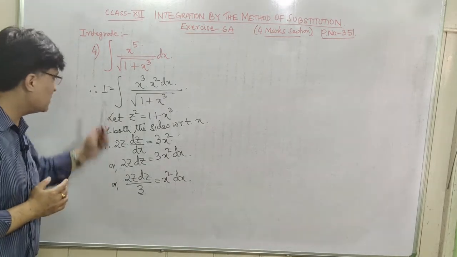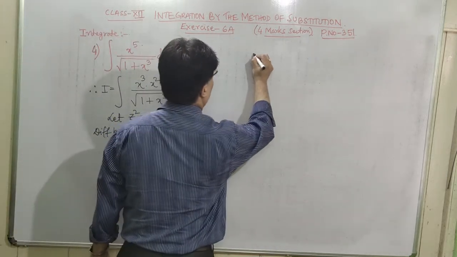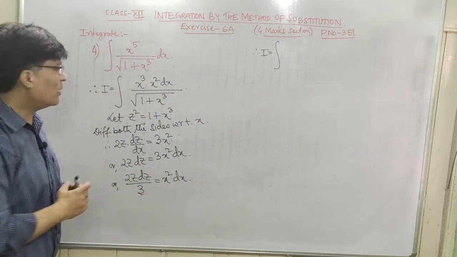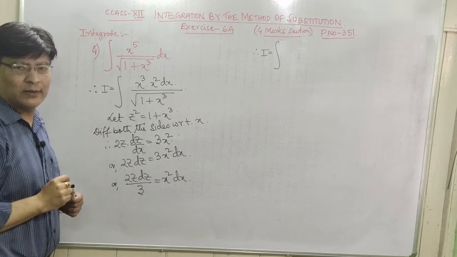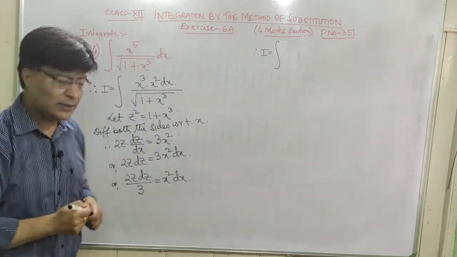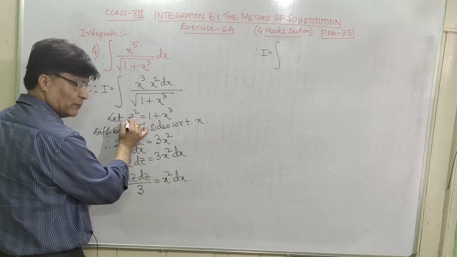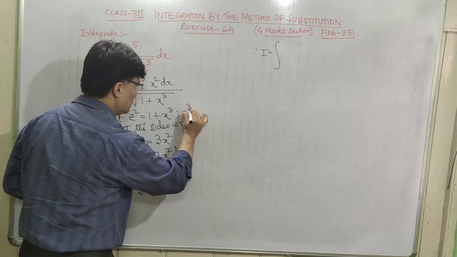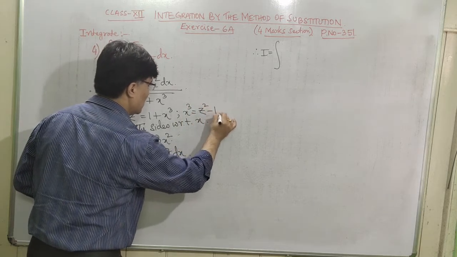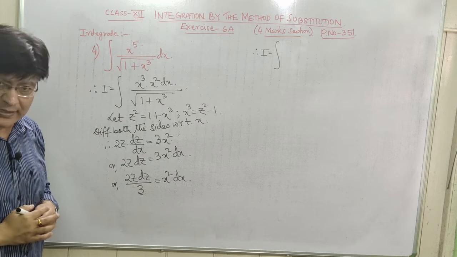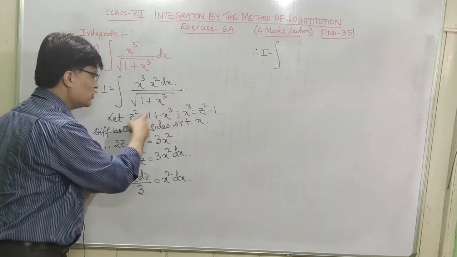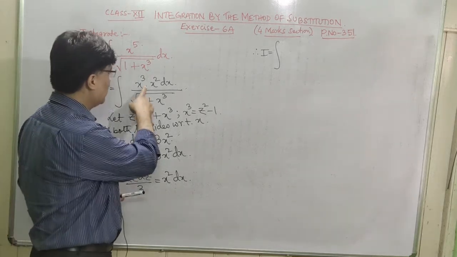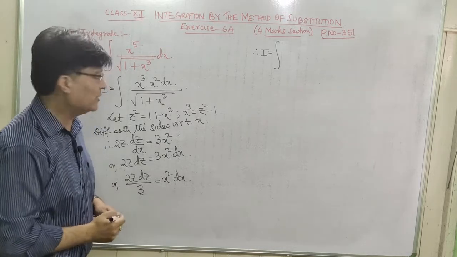Okay, so let us put these values in I. So now therefore I is equal to integral sine. So what will you do with this x cube? You should write x cube in terms of z. We have assumed z square is equal to 1 plus x cube. So what is the value for x cube now? x cube is equal to z square minus 1. Is that clear? So instead of x cube here, we can put z square minus 1.